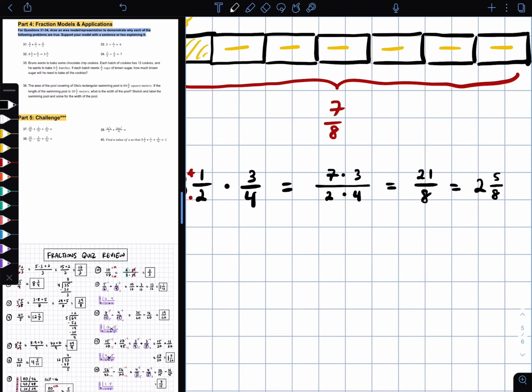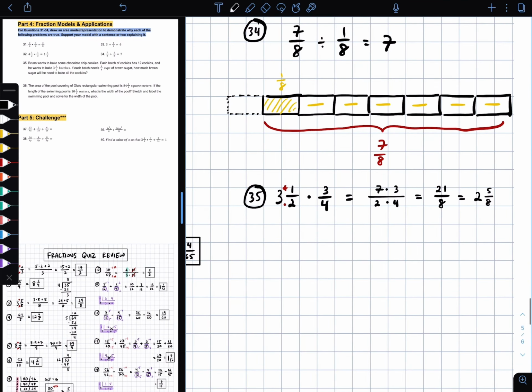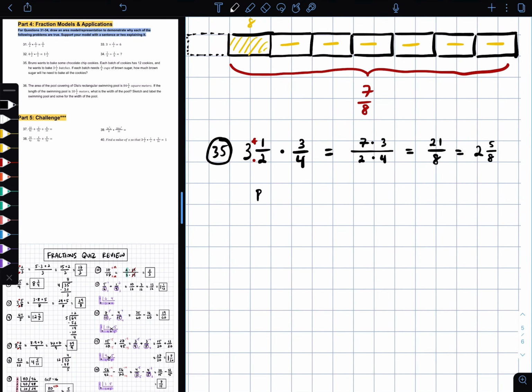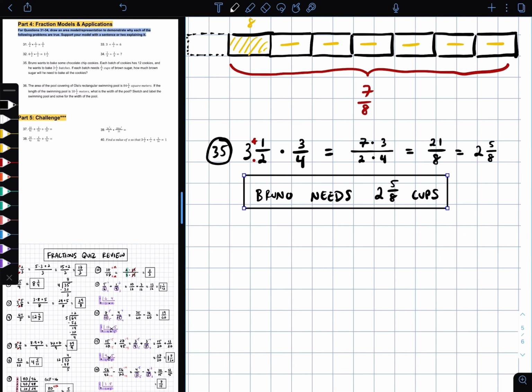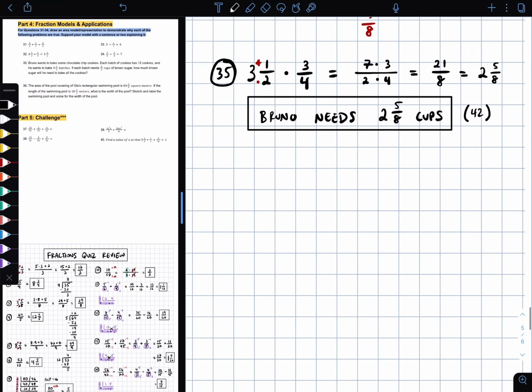So the question is, how much brown sugar would he need? Well, we can say here that Bruno needs 2 5/8 cups of brown sugar. Okay, and if he's making 3.5 batches, that would be 12 cookies, 12 cookies, 12 cookies plus 6 more cookies, and so that'd be 36 plus 6, and he could make 42 cookies. But to make those 42 cookies, he would need 3.5 times the amount of brown sugar he needs for one batch. So he would need 2 5/8 cups of brown sugar to make that happen.